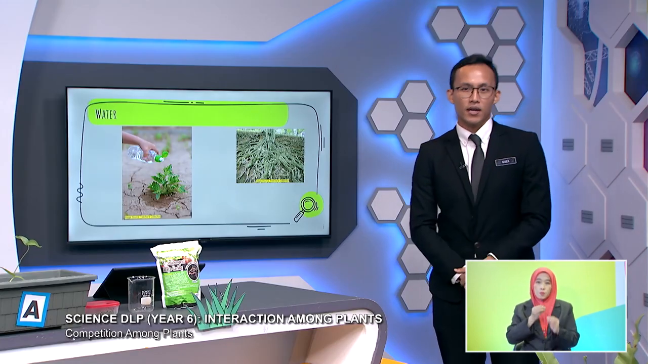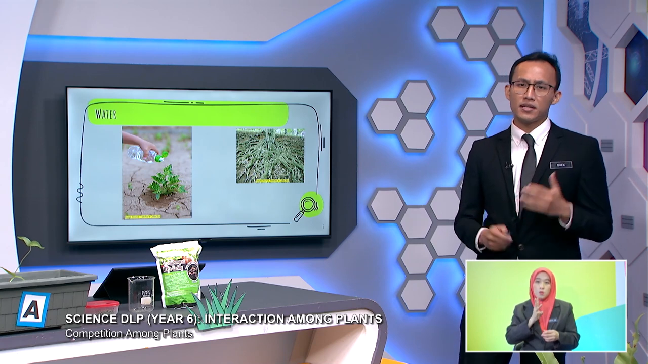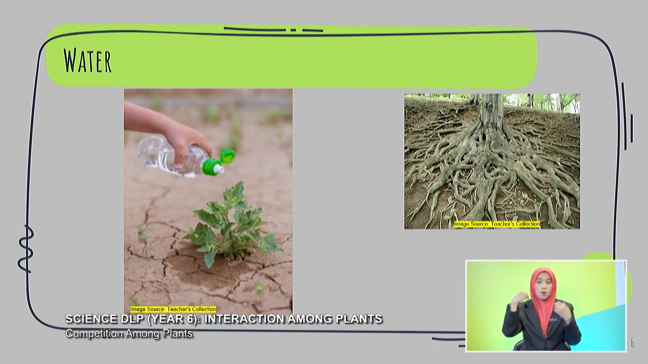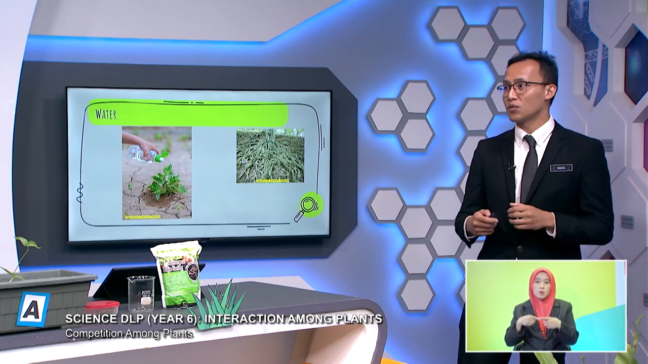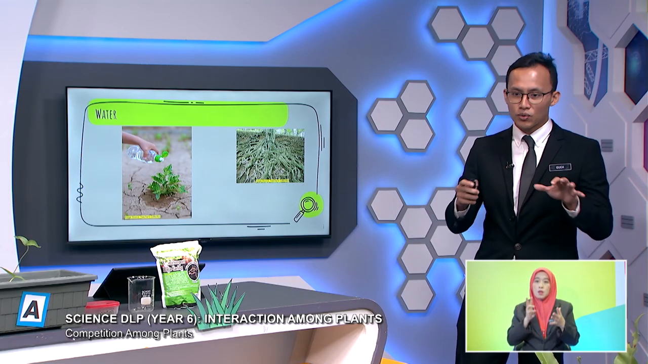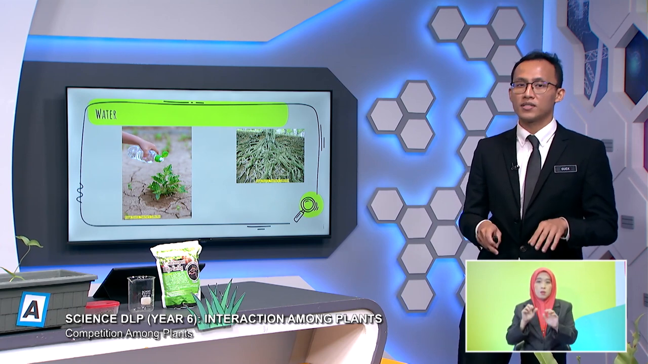The water, as we all know, water is the basic need of all living things. It is important for the plants, animals, and also humans. So, competition will definitely occur between plants when water is finite, especially during the drought season. A drought season where there's no more water, then plants will definitely compete for water. They look for water underground.